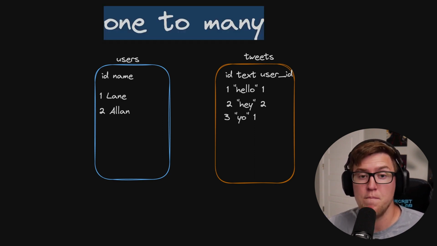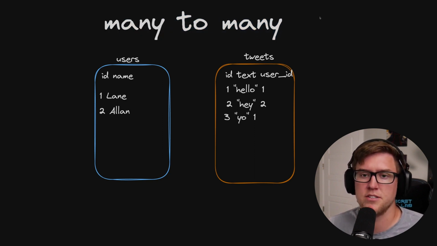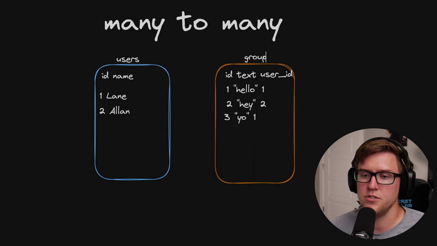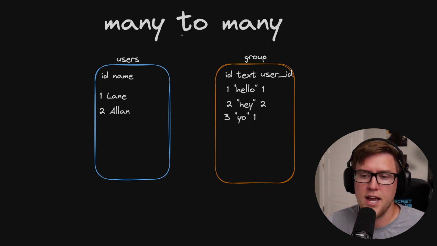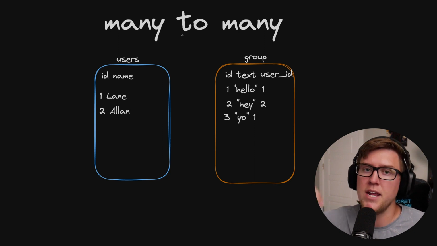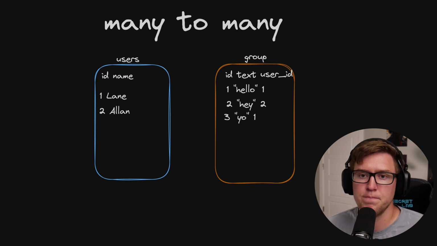Now let's talk about many-to-many. This is arguably the most complex relationship type, many-to-many. Users and tweets don't really make sense. So let's change out the tweets table for something else. Let's do groups. So let's say that users can organize themselves within groups. And if you think about it, this starts to make sense, right? A user should probably be able to be a part of many different groups, but a group naturally can have many different users in it. So we've got a many-to-many relationship.